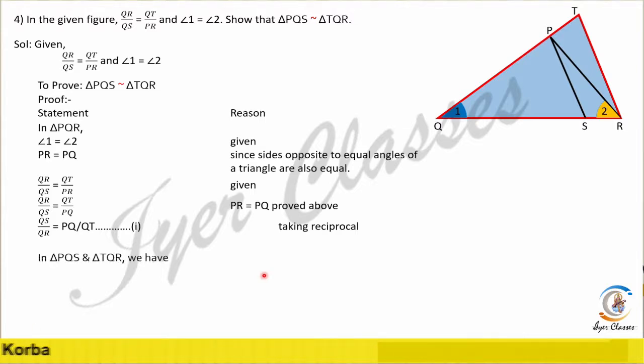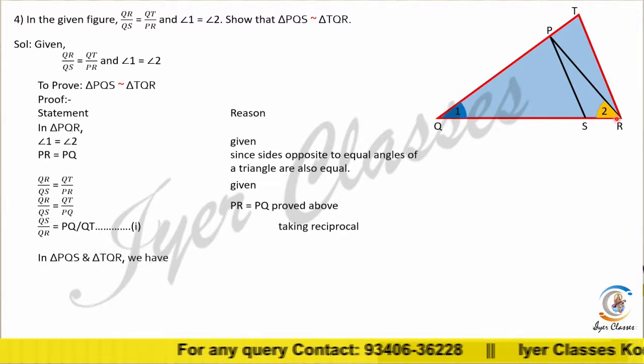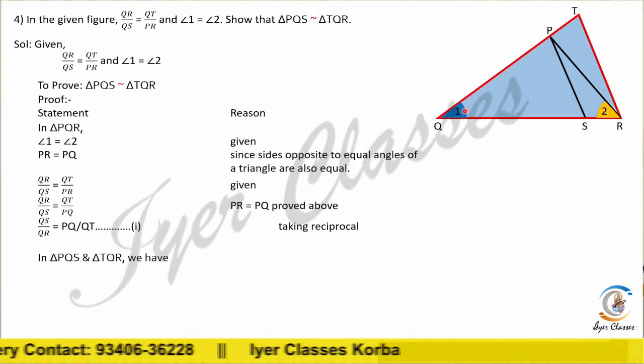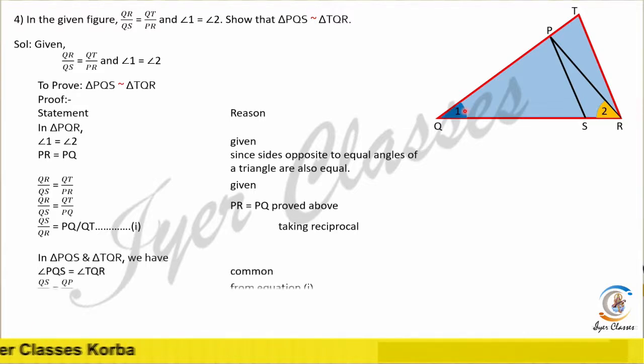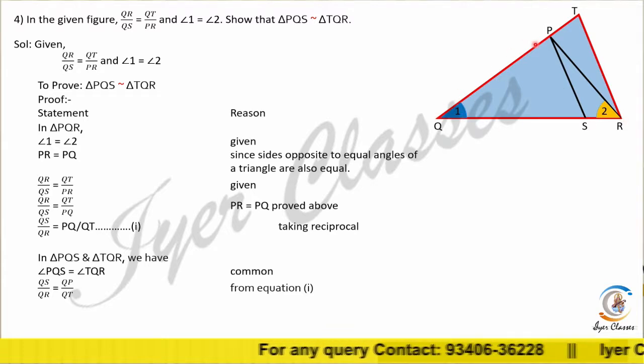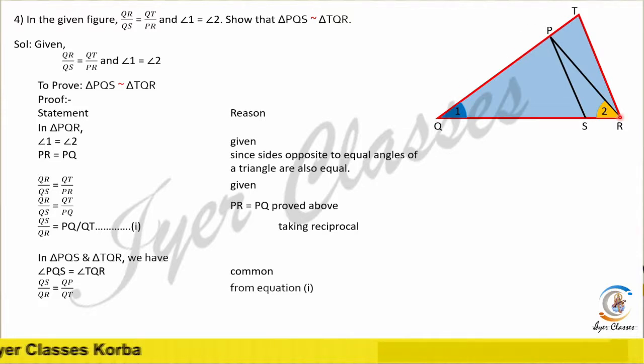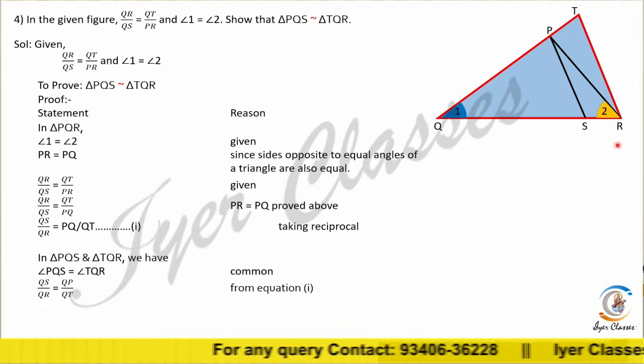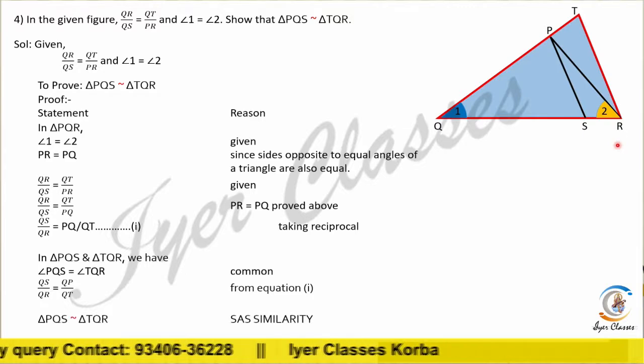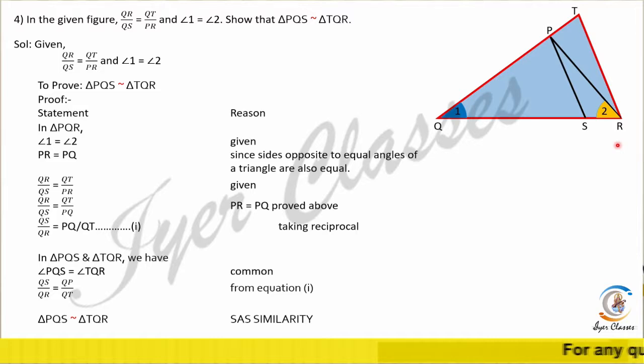And when you consider the triangles PQS and TQR, you have this angle 1 which is common to both the triangles, right? What is the name of this triangle? In the triangle PQS, you will write this as angle PQS, and in TQR, you will write it as angle TQR, right? That means it is the angle 1. And also, just now you have proved that the sides are proportional. So, by using the SAS similarity criterion, these two triangles will be similar, and this was what was supposed to be proved, right?